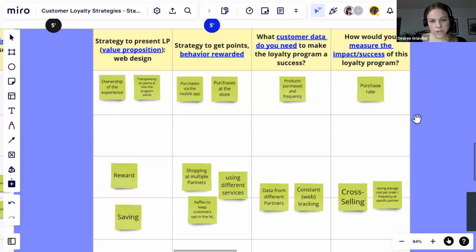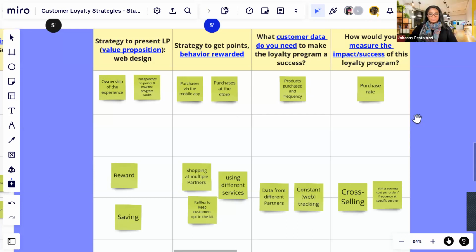And what customer data do you need to make the loyalty program a success? In this case, it's very important to have data from different partners, so they know what you buy at the supermarket, they know what you buy at the drugstore, if you have a car, for example, if you pump gas at a gas station, they know where you're shopping online. So they don't only have data from one specific partner, they have data of multiple partners, which can help them later, for example, for cross-selling or something.